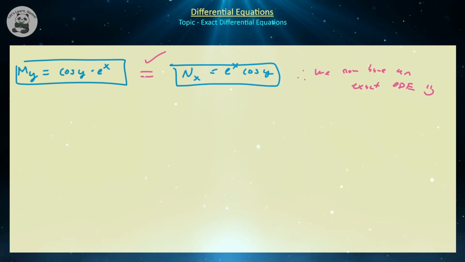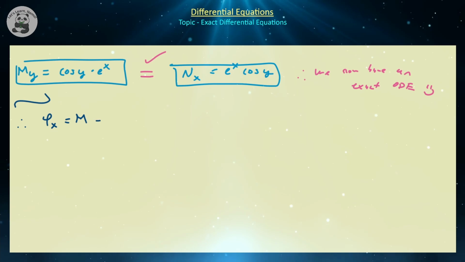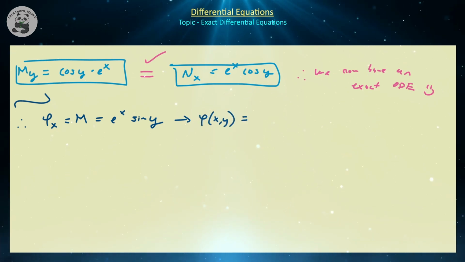Right, but now we have an exact differential equation, so we can apply the same theorem. So that means there exists some function phi such that the derivative of phi with respect to x is equal to m, which is equal to e to the x sine of y. And if that is equal to that, then that means phi of x, y, so integrate with respect to x, is going to be equal to e to the x sine of y plus some arbitrary function of y.